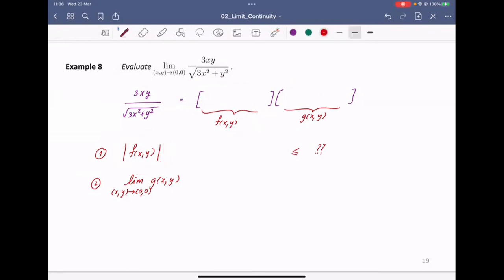As I suggest in my trick, I always put the denominator on the f part, and you should too, because this is going to give you more room to work with the bound. You know what I mean? Just like if you put this to be a fraction, it's going to be easier to bound it with some number. So I'm going to keep square root 3x squared plus y squared on the f part.